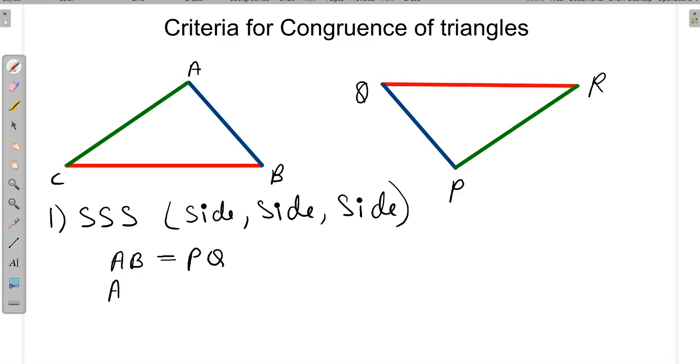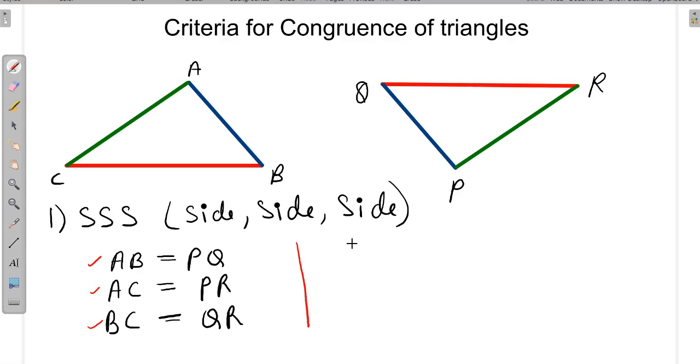then AC side, that is of green color, so AC side corresponding to PR, and the third side, that is the BC, which is of red color, is equal to the corresponding side, that is QR. So all three criteria are showing the sides. This is also side, this is also side, and this is also side. So the two triangles are congruent to each other by the criteria.